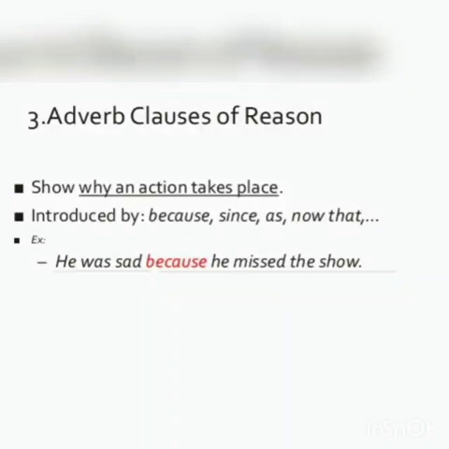Here, the main clause is he was sad. Your subordinate clause is because he missed the show. The main clause and the subordinate clause is joined by a subordinating conjunction because. I told you it answers the question why. Why was he sad? Answer is because he missed the show. It is an adverb clause of reason, modifies the verb was sad in the main clause.